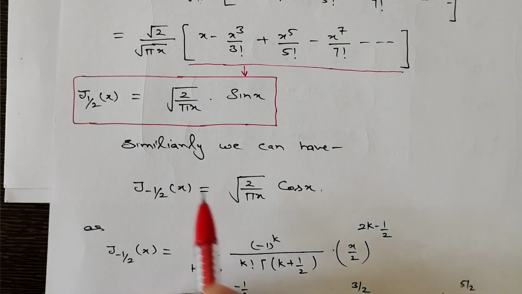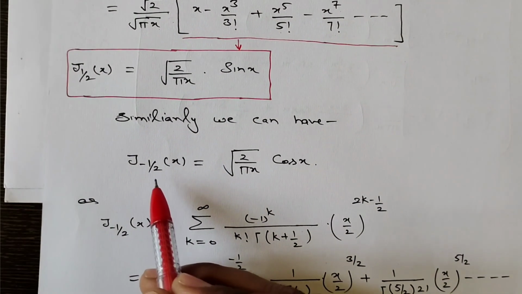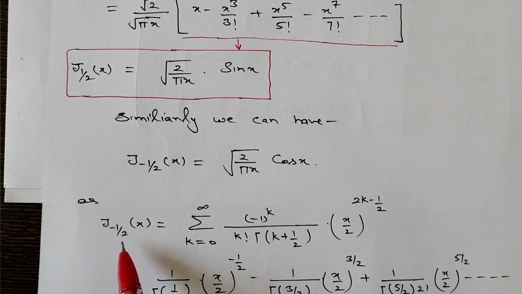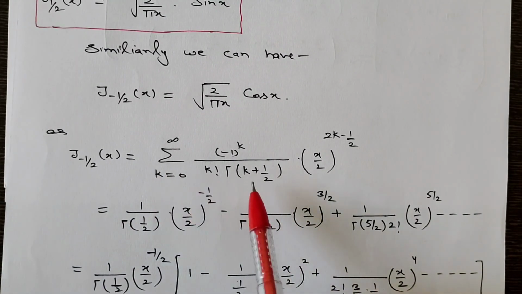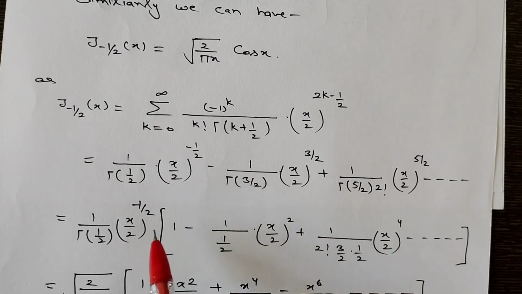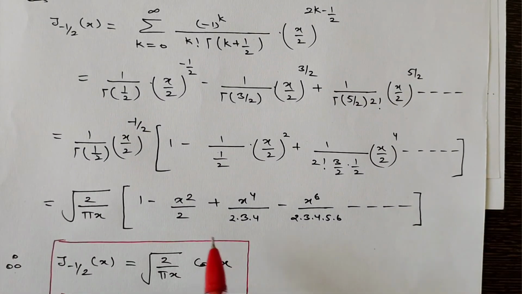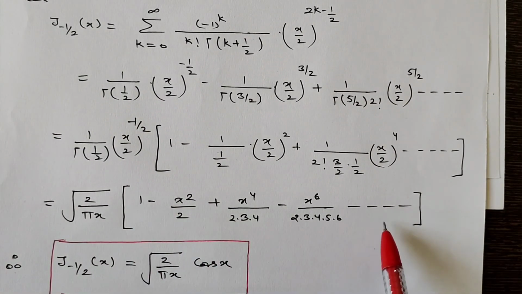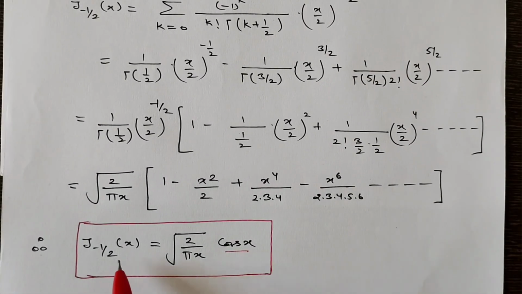Similarly, we can also solve for J minus half x, and for this you have to put n equals minus half in the expression used for J n x, and that will be something like this. J minus half x is this. Again you can proceed in a similar way, take this term common inside and then simplify it. So the term now will be not sin x, but cosine of x. So we can say J minus half x comes out to be root 2 over pi x into cos x.